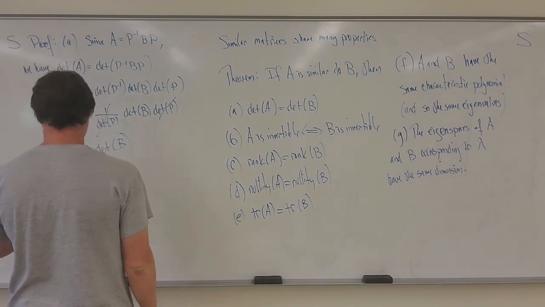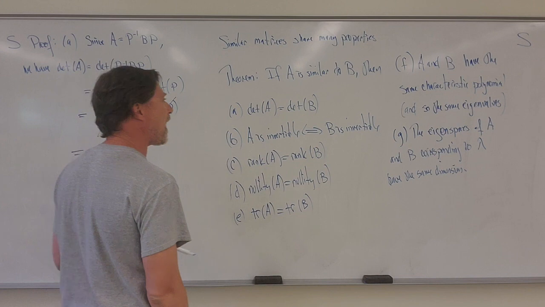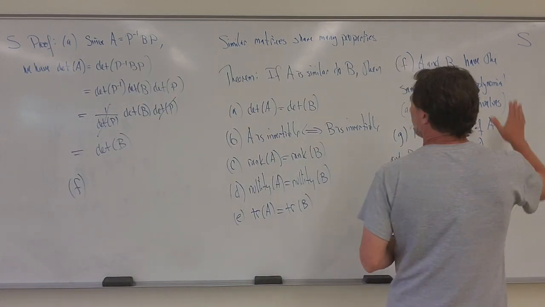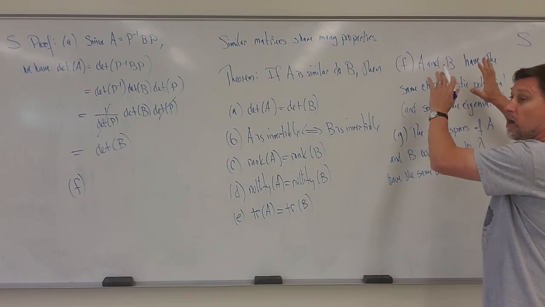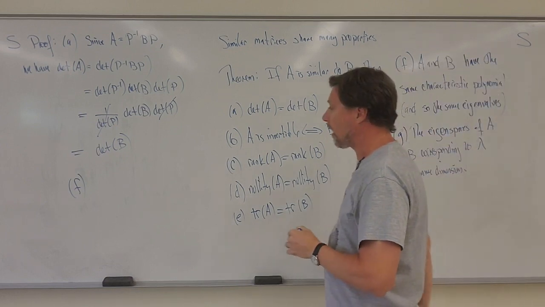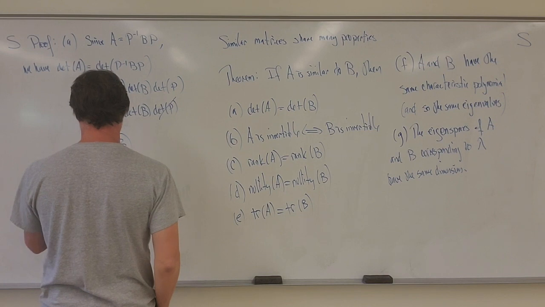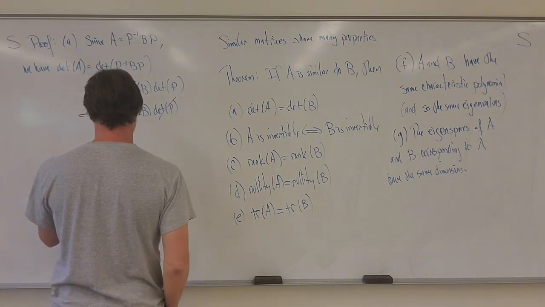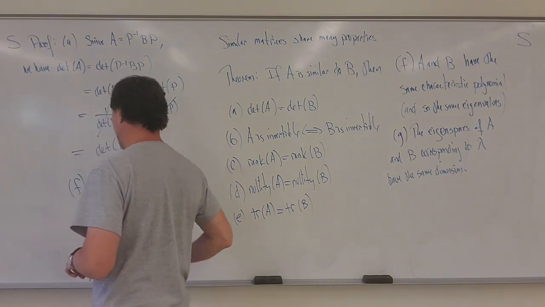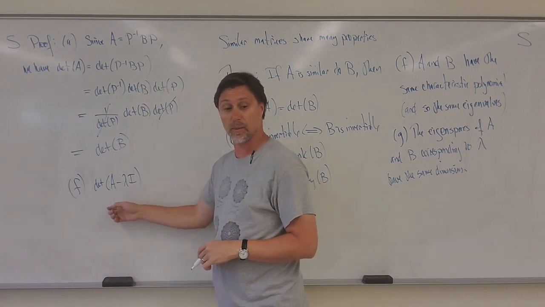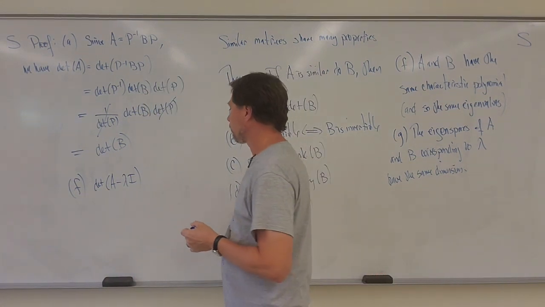And then I'm going to also prove part F, which for us is really the most important one for what we're discussing right now. And so let's look at the determinant of A minus lambda I. Remember, this is the characteristic polynomial. It's the determinant of A minus lambda I.